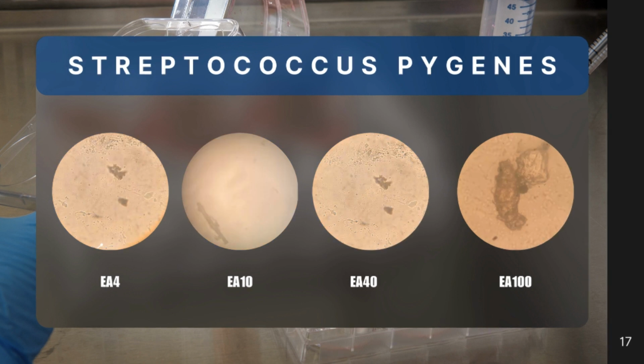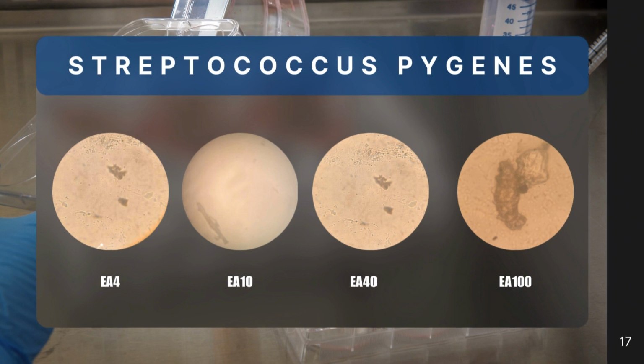Streptococcus pyogenes. Streptococcus pyogenes, also known as group A Streptococcus, is a bacterium that can cause a range of infections in humans. These infections can vary from mild, such as strep throat or impetigo, to more severe and life-threatening, such as necrotizing fasciitis, the flesh-eating disease, and streptococcal toxic shock syndrome. Treatment typically involves antibiotics, and in some cases, surgery may be necessary to remove the infected tissue.